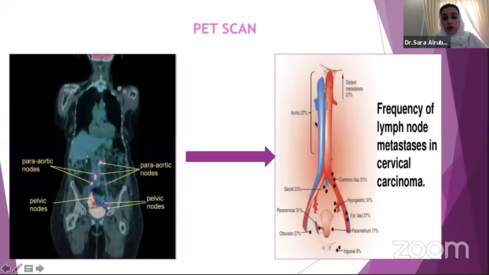Here I'm just showing you the frequency of lymph node metastasis in cervical cancer, the majority in the pelvis, but that doesn't mean the para-aortic lymph nodes are spared. There is a 27% chance of para-aortic lymph node involvement, and even distant metastasis reaching the scalene lymph node, which is on the left side of the clavicle.